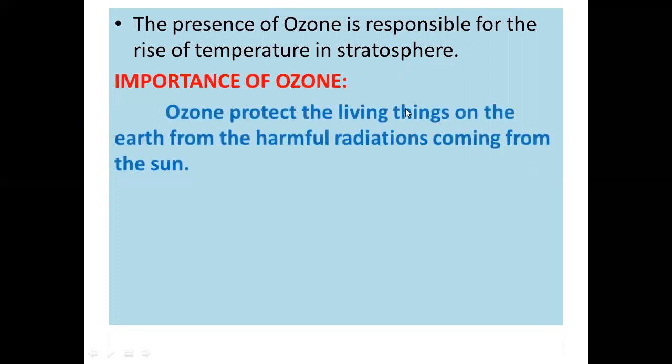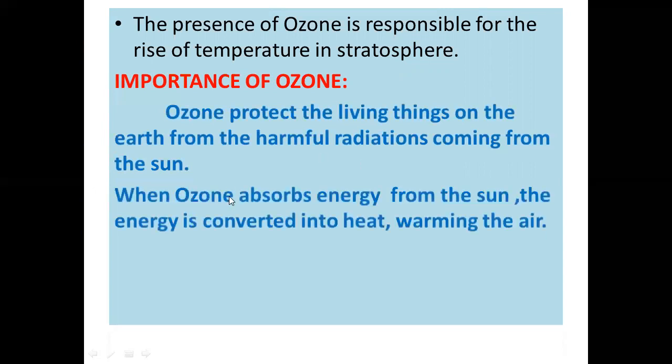Ozone protects living things on the earth from the harmful radiation coming from the sun. When sunlight falls on ozone, ozone absorbs energy from the sun, and that energy is converted into heat, which warms the air and in turn increases the temperature of the upper stratosphere. Now you got it, why the temperature of the stratosphere, instead of decreasing, increases. The reason is the presence of ozone. Ozone absorbs the ultraviolet radiation that comes from the sun and converts it into heat, which in turn increases the temperature of the upper stratosphere.